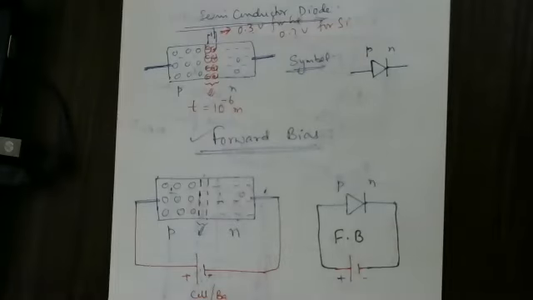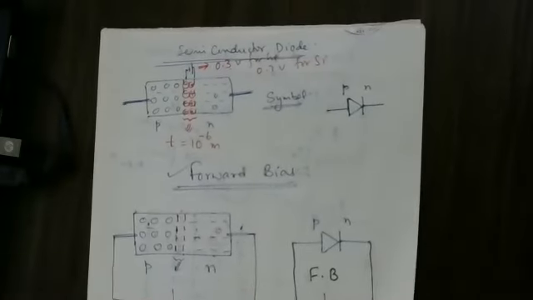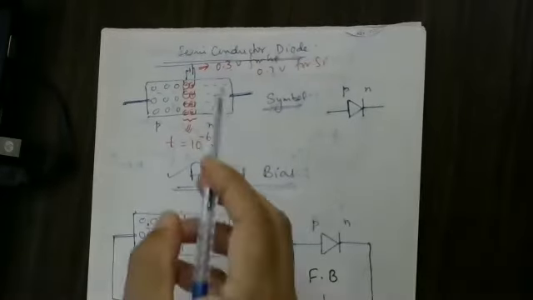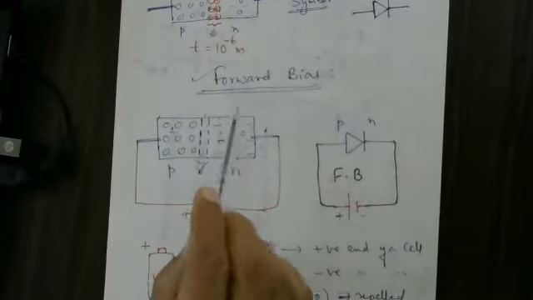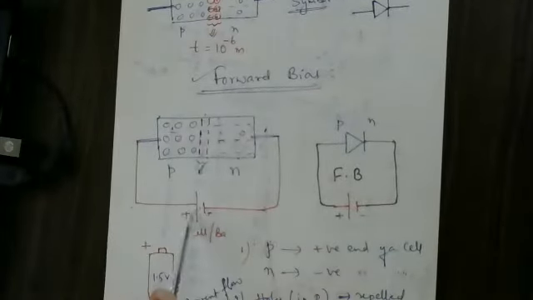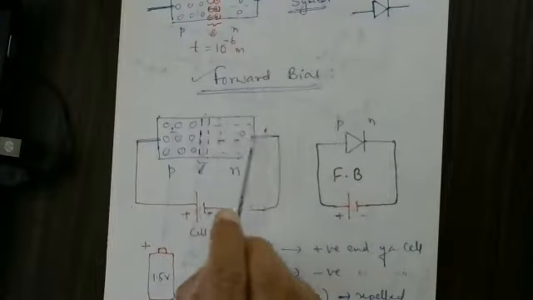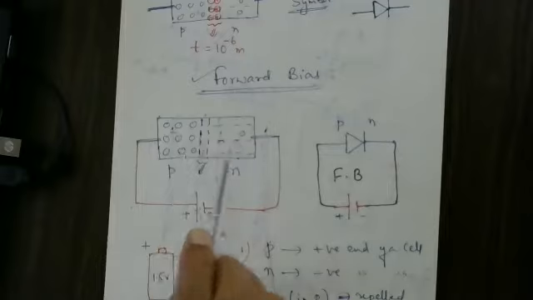Okay, good morning. Listen, already we have come across these concepts about forward bias. In forward bias, the P variety is connected to the positive end of a cell or a battery, and the N variety must be connected to the negative end of a cell or a battery. Then it is called forward bias.